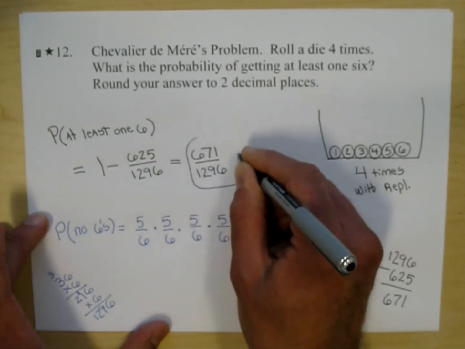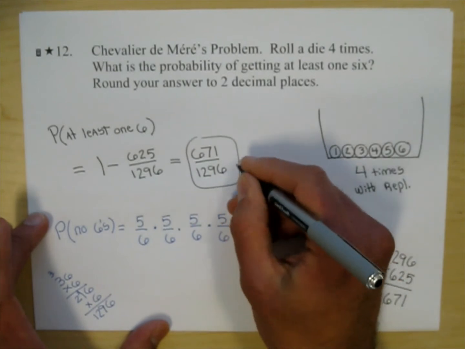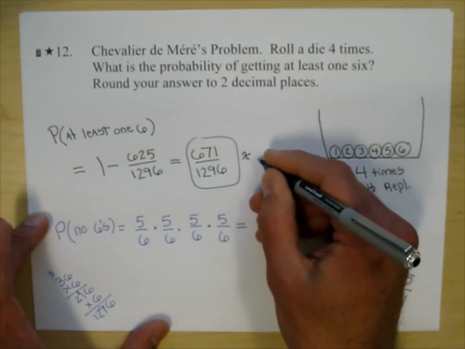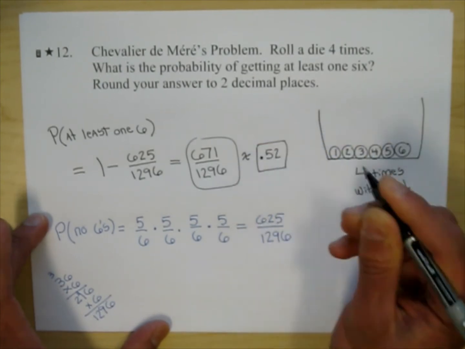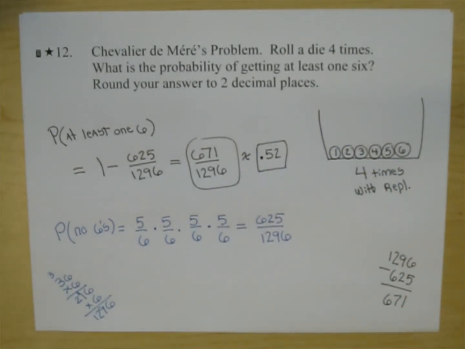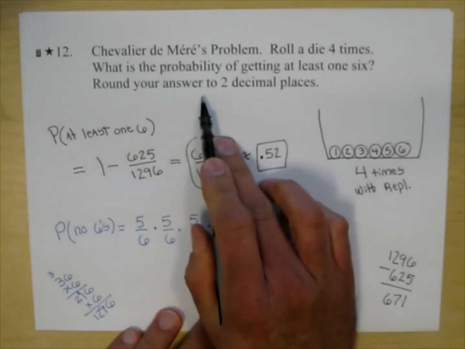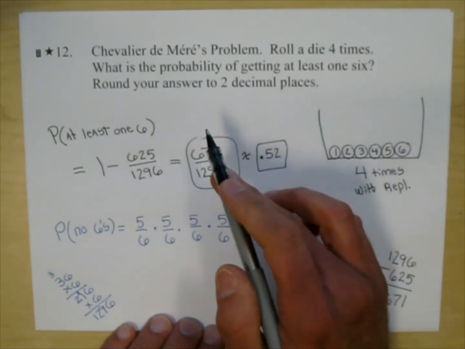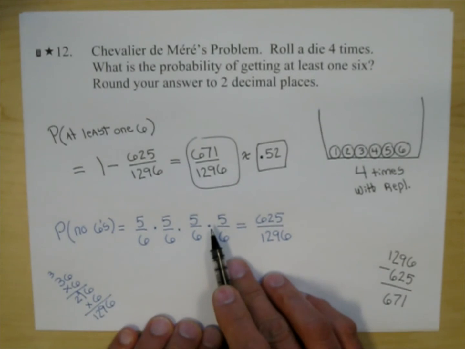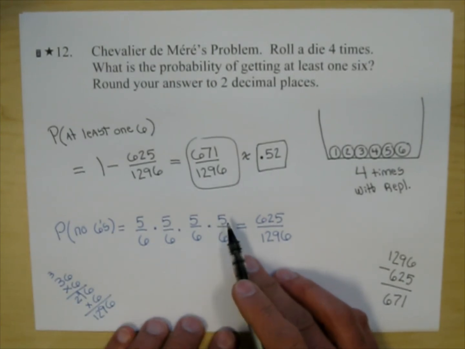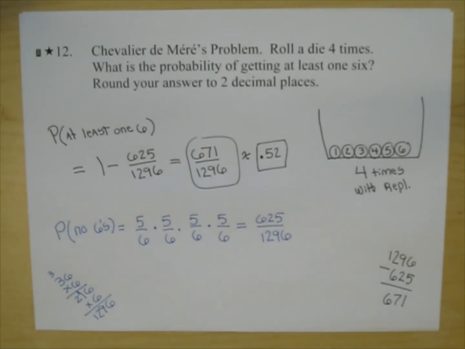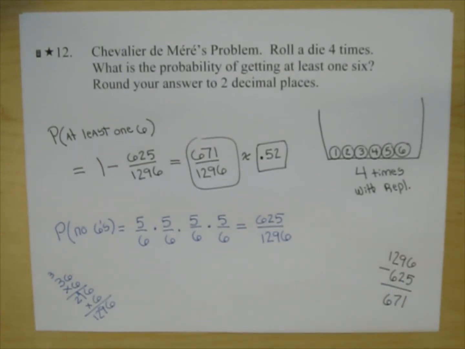1296. There it is. They said round to 2 decimal places, so I put this in a calculator. I ended up getting 0.52. So that is how you do this problem. It's a historical problem because it is one of the problems that put probability on the map. They got Fermat and Pascal interested in probability and discovering things about probability. Let's go ahead and take a look at our puzzles.